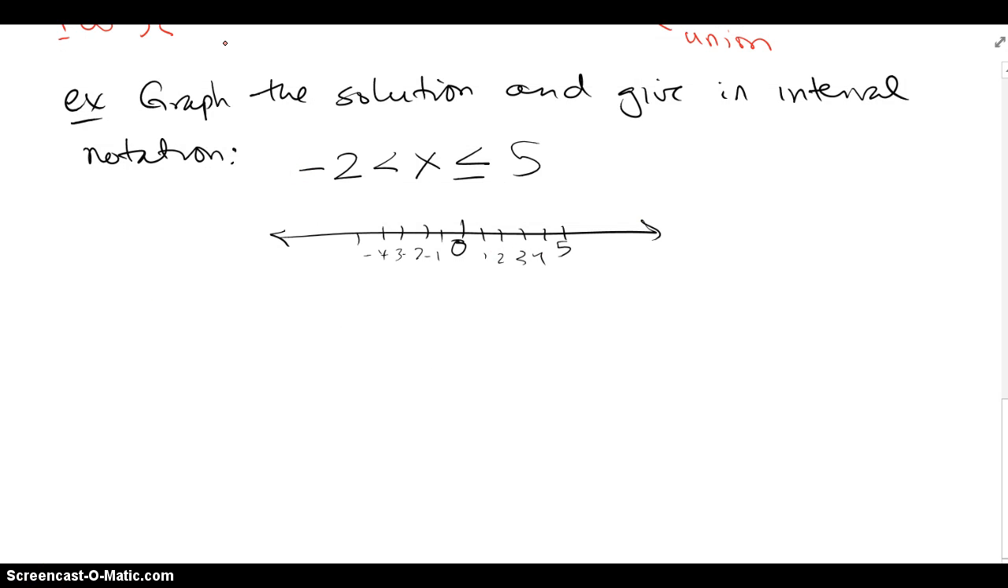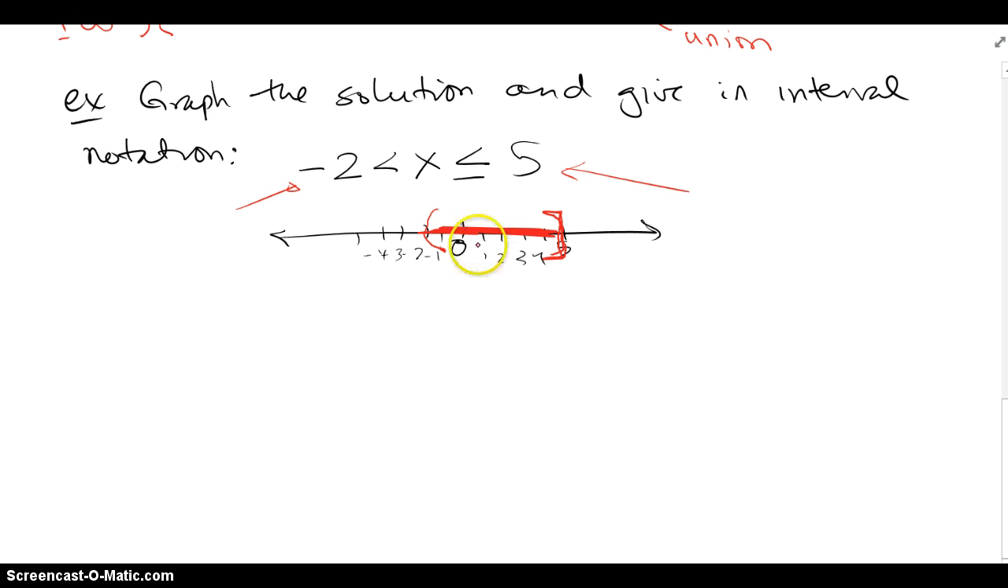So graph the solution again, give it in interval notation. This is a 3-part inequality, and these are actually the easiest ones to graph because they basically tell you x is trapped between -2 and 5. 5 included, -2 not included. So my solution basically starts at -2, parentheses, because it's not included, there's no equal sign, and it stops at 5 with 5 included, so I'm going to make a bracket there, and everything in between is where x lies, so x is trapped between -2 and 5.